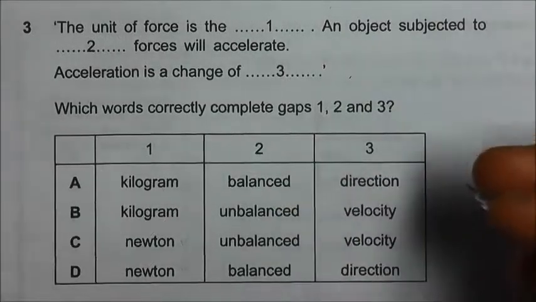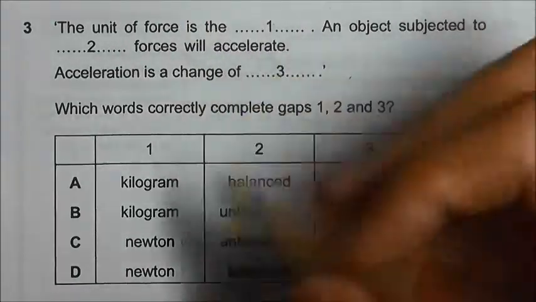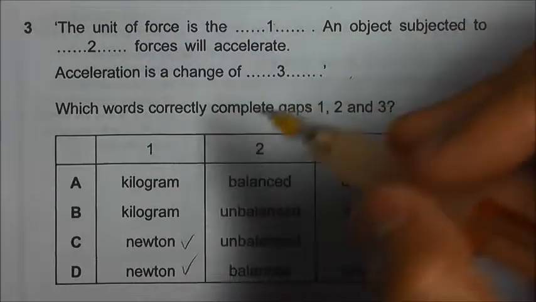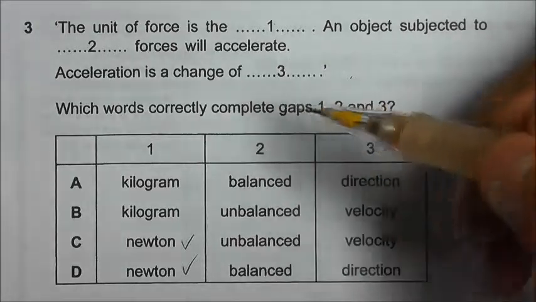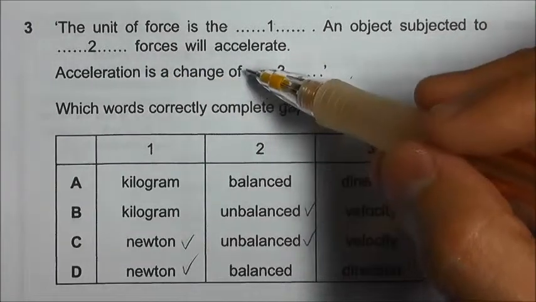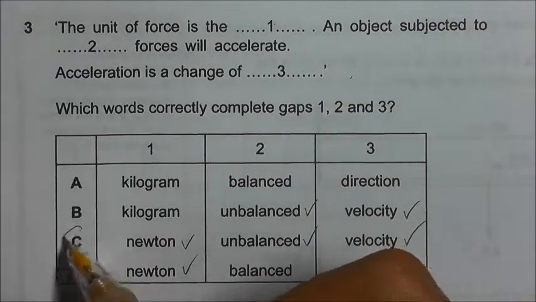This is a recall question. The unit of force is the Newton. An object subjected to unbalanced forces will accelerate because there is a resultant force. And acceleration is the change of velocity. So the answer is C.